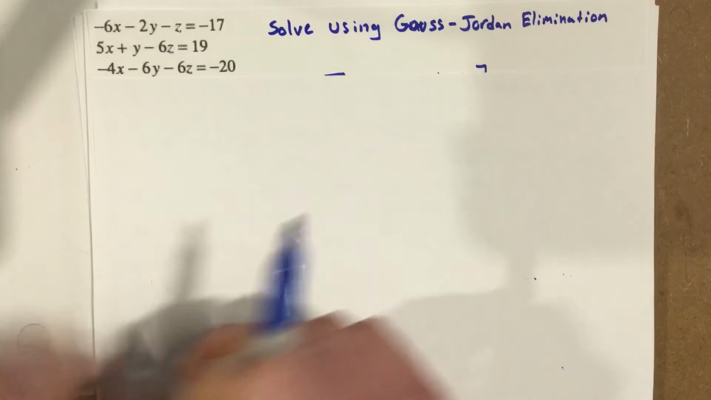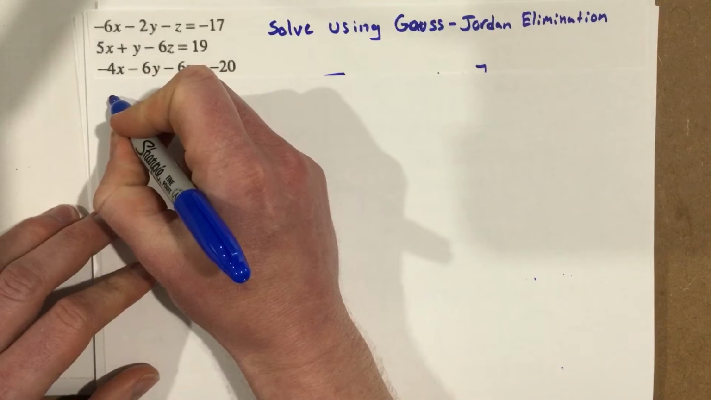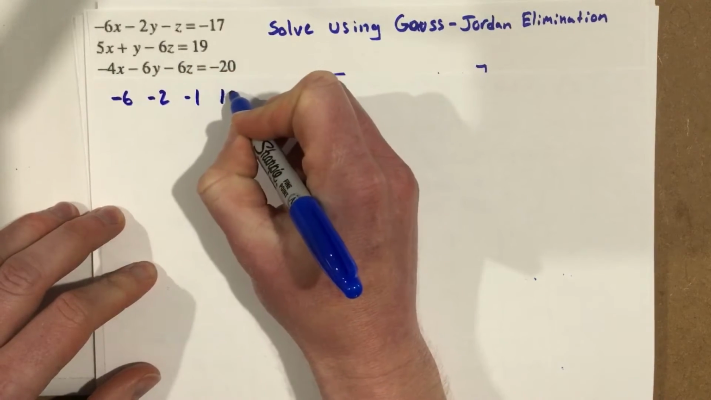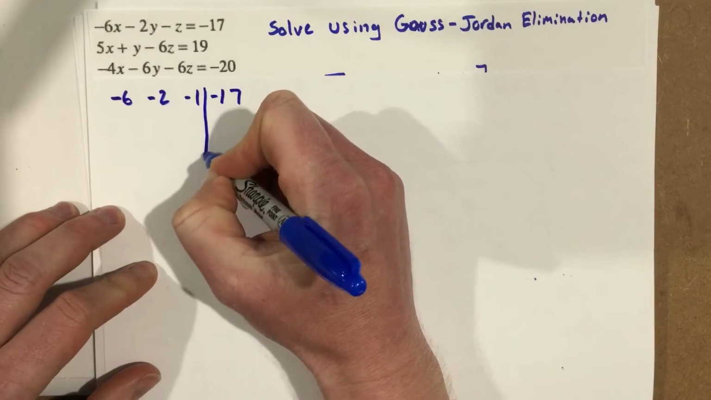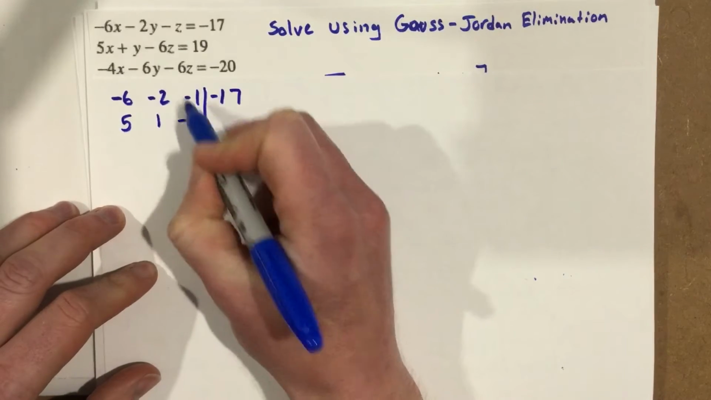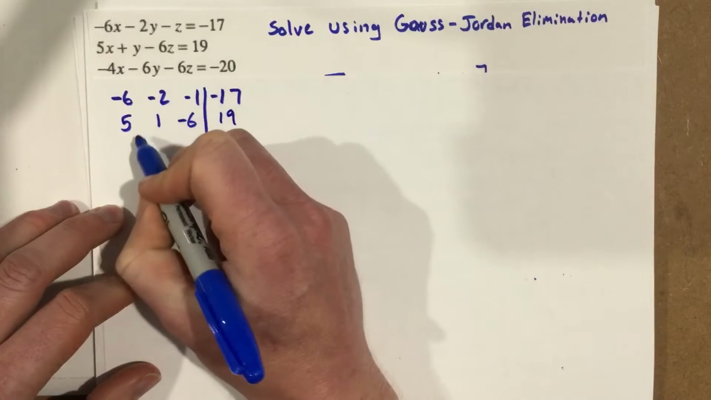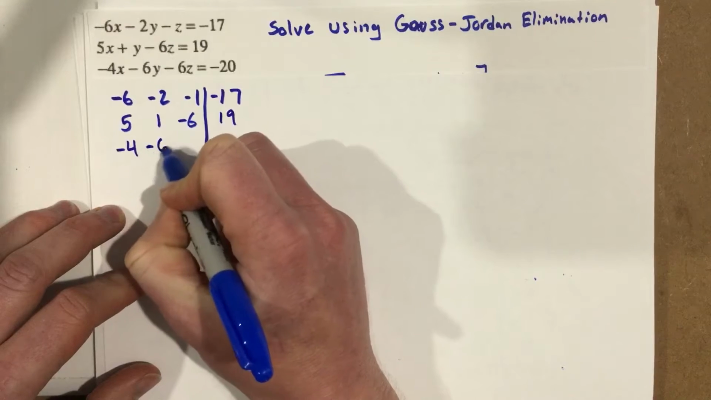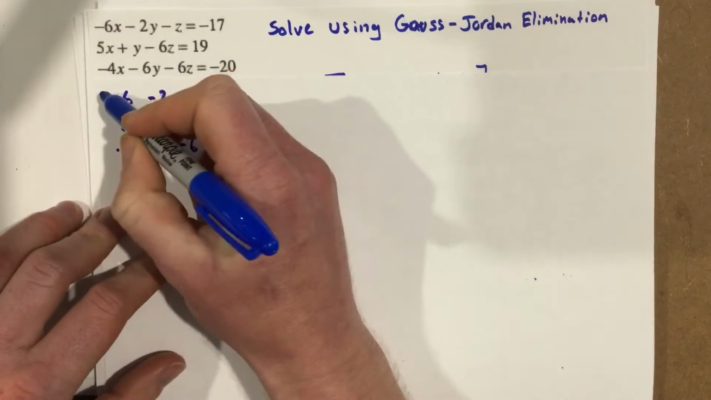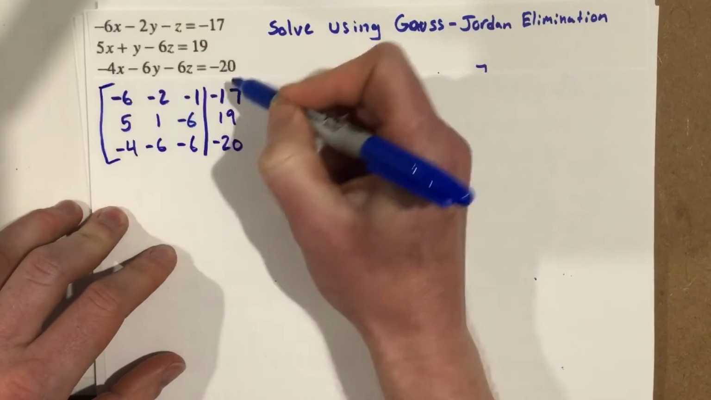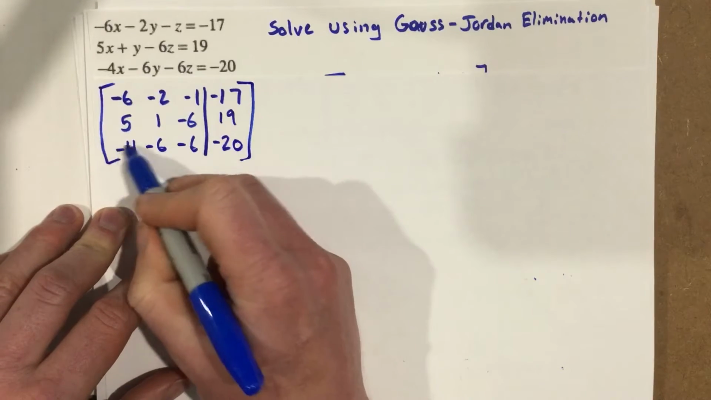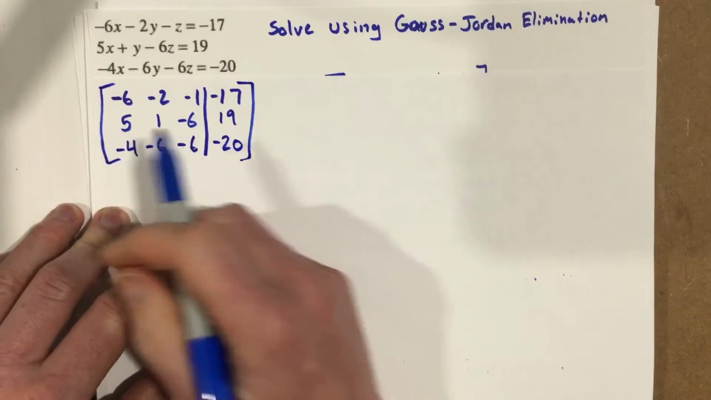So the first thing we need to start with is writing -6, -2, -1, 7, -17. So we need to create a matrix using our coefficients from our system of equations. Once we have the matrix written, we need to start by canceling the bottom left corner of this matrix.